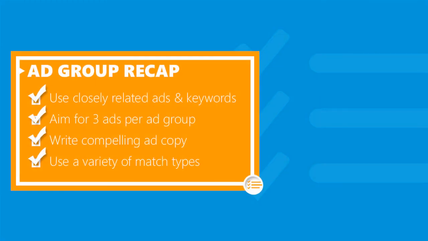When creating and working with your ad groups, make sure they contain only very closely related ads and keywords. 3 ads per group is a good target. Write compelling ads by using keywords and calls to action. Use a variety of keywords and match types within your ad group, making sure they're all closely related to the theme of that ad group.